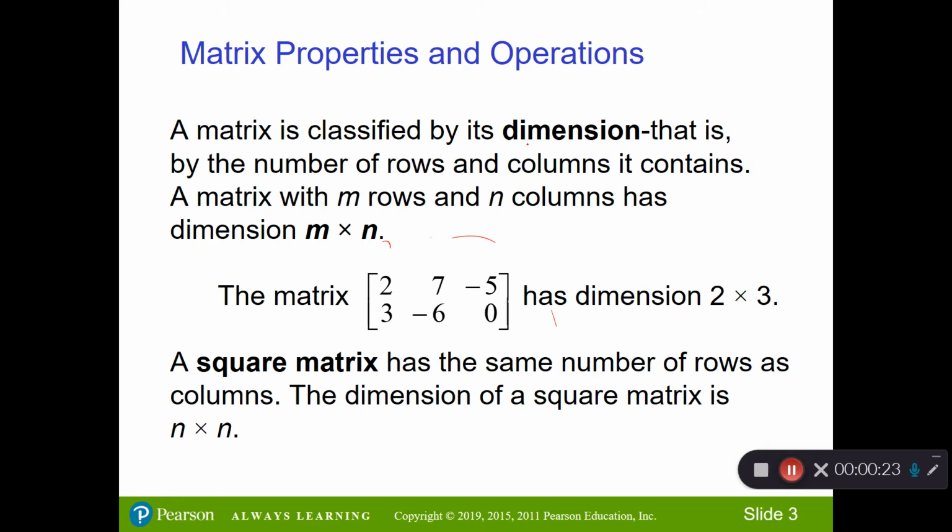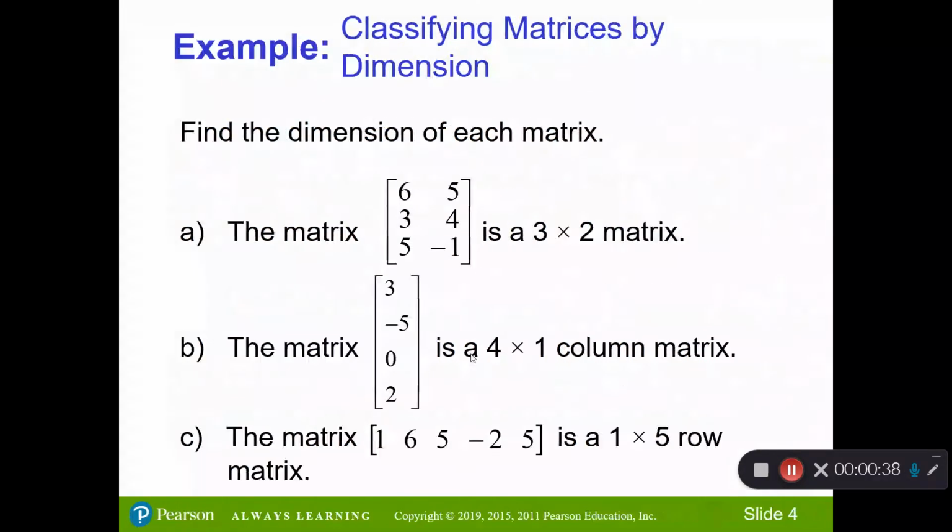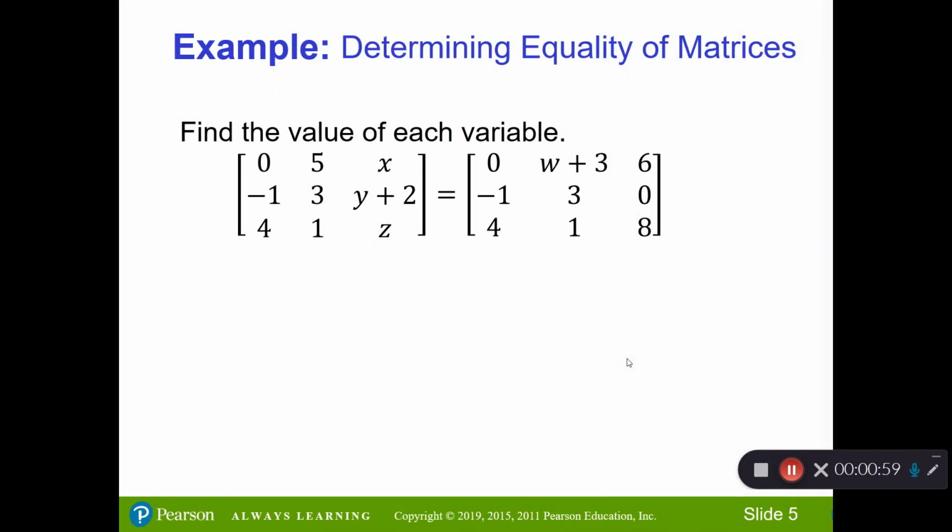It is defined by its dimensions, which are given by row by column. This has 2 rows and 1, 2, 3 columns, so it is a 2 by 3 matrix. A square matrix has the same number of rows as columns. We have 1, 2, 3 rows and 1, 2 columns, so it's a 3 by 2 matrix. We have 1, 2, 3, 4 rows and 1 column, so it's a 4 by 1 matrix. This is 1 column and 5 rows, so it's a 1 by 5 matrix.